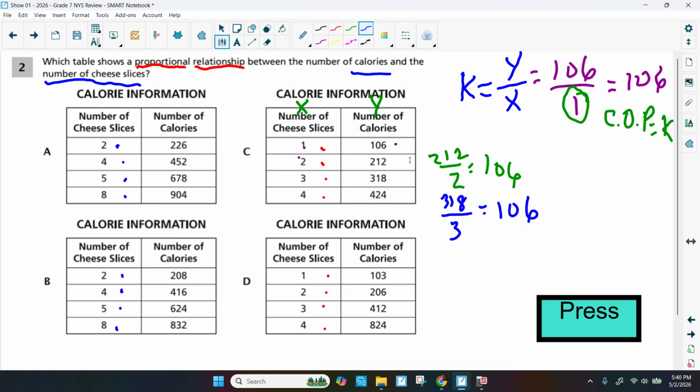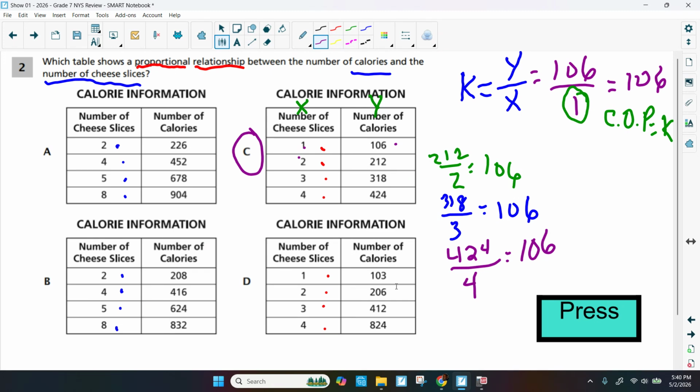In C, so far the first 3 terms, when I put the y value over the x value and divided, they gave me 106. So let me take one more crack at it, and that's the last one. 424 divided by 4, and if you divide that, guess what? That also equals 106. So that constant number, 106, is our constant of proportionality. So I'm going to go with choice C.